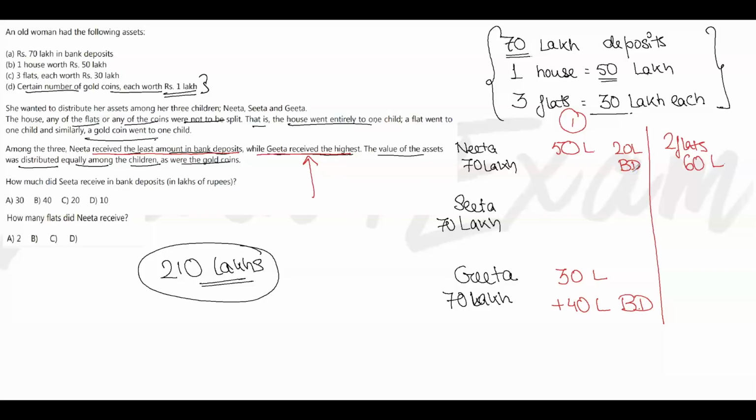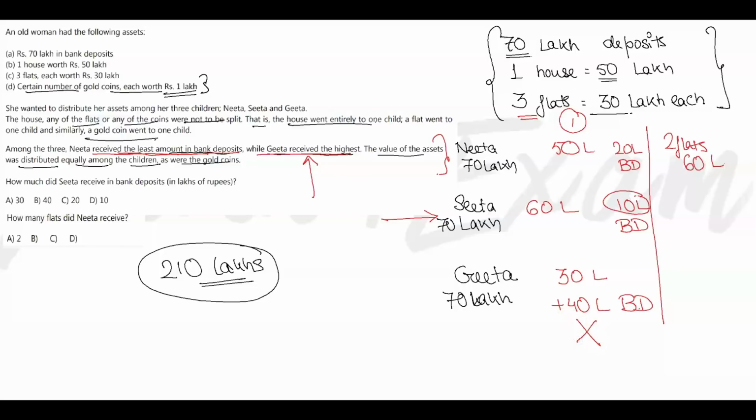Now there are two remaining flats which Sita needs to be given. So she would be getting two flats worth rupees 60 lakhs, and the remaining 10 lakhs should come from bank deposits. Let's go back to the statement once again and see if the statement holds true. Nita received the least amount in bank deposits. No, it does not, because in this case, Sita, who's getting 10 lakhs, would be the person receiving the least amount in terms of bank deposits. So case 1 is invalid.